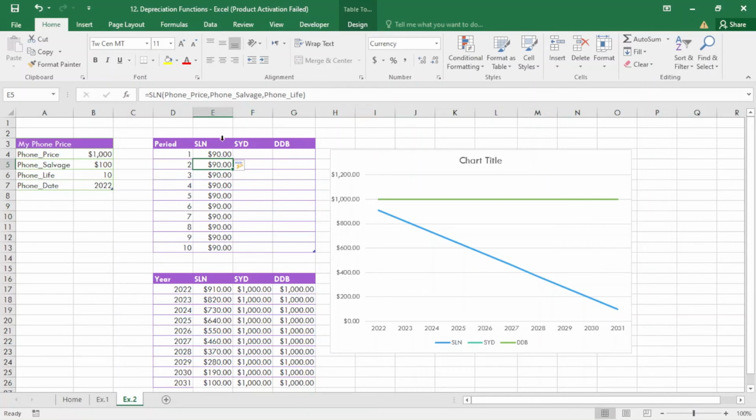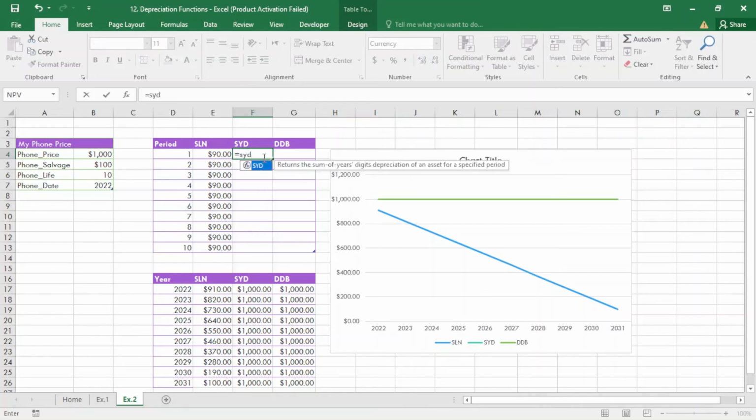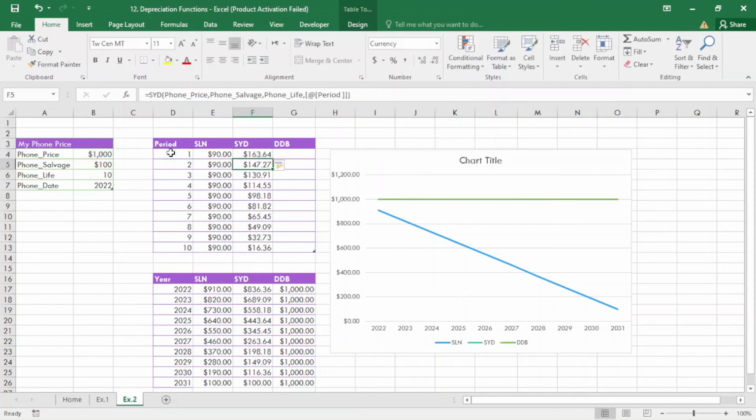Here you can see each year I lose $90. In the first year I can sell it for $910, and in 2030 I can sell it for $190. So I just want to apply this function also, SYD: cost, comma, salvage, comma, life and the period, close the bracket and enter.